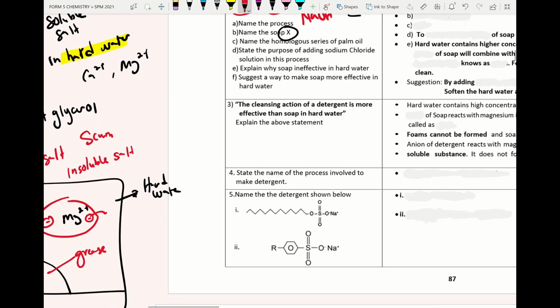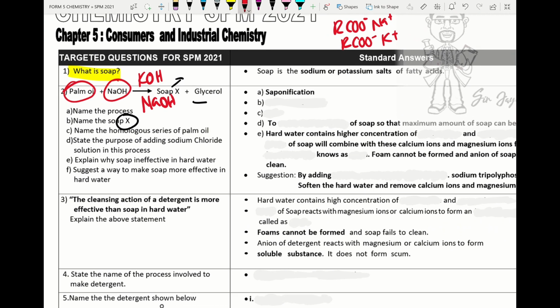Please remember, so we try to check the question. All right, first question, please check the first question. Name the process, so the answer is saponification. What is the name of the soap X? Once we have palm oil and soap, please remember the name of the soap is sodium palmitate.